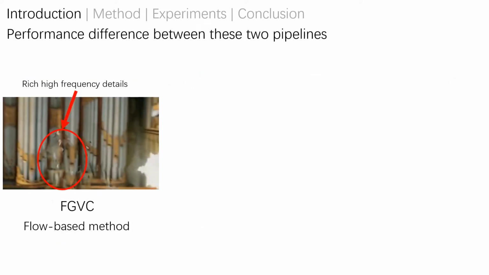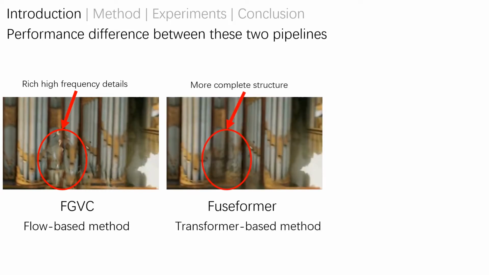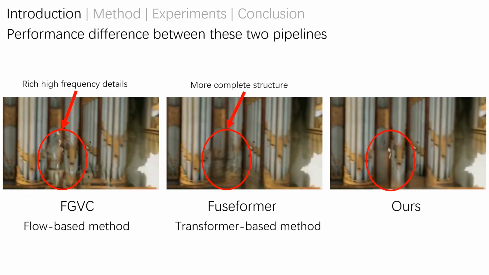The flow-based method FGVC maintains video details, but suffers from flow warping error, which introduces disorganized structure artifacts. Although the transformer-based method Fuseformer is expert in synthesizing complete structure, it struggles to recover details in high fidelity. A method that aggregates the benefits from the flow-guided method and the transformer method can maintain the complete structure and rich details simultaneously.